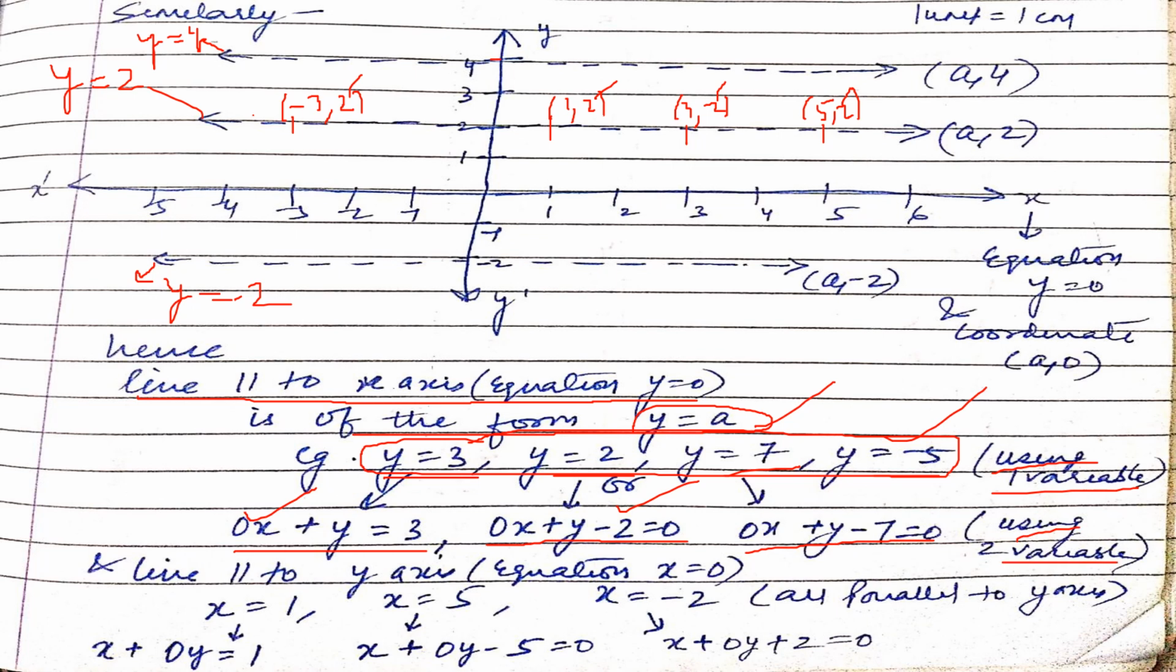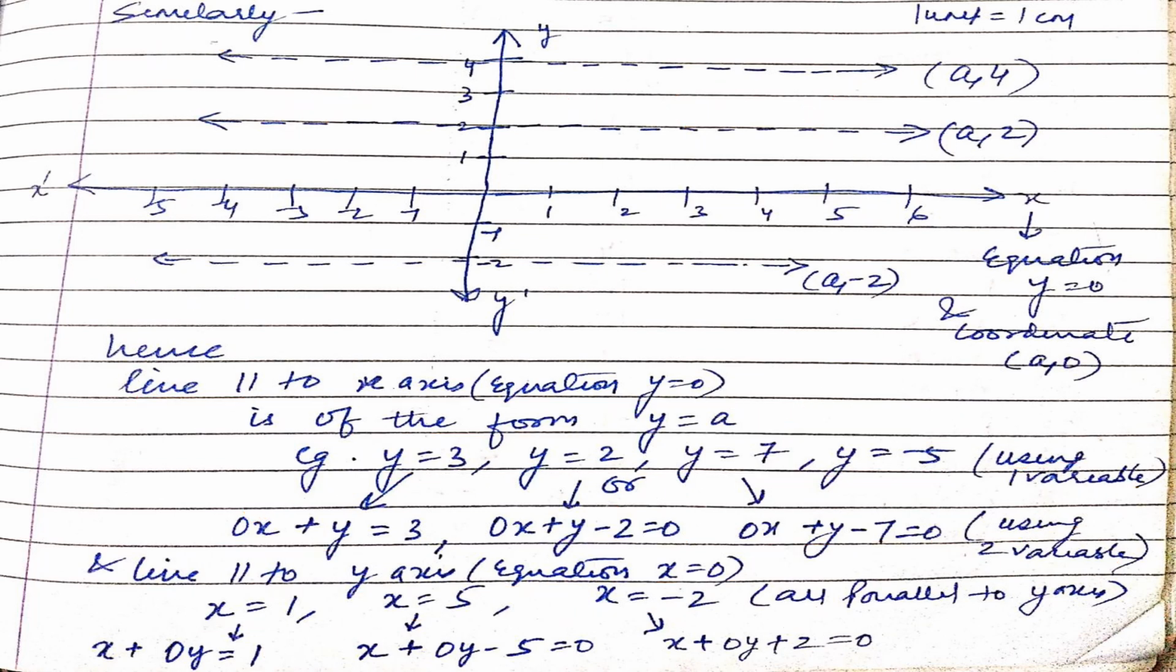And similarly for this one, a line parallel to the y-axis, the equation is x equal to 0. So we say x equal to 1, x equal to 5, x equal to minus 2. All these are parallel to the y-axis, and in two variables we can write like this: x plus 0y equal to 1, x plus 0y minus 5 equal to 0, x plus 0y plus 2 equal to 0. I hope all of you got the concept of lines parallel to the x-axis and y-axis.